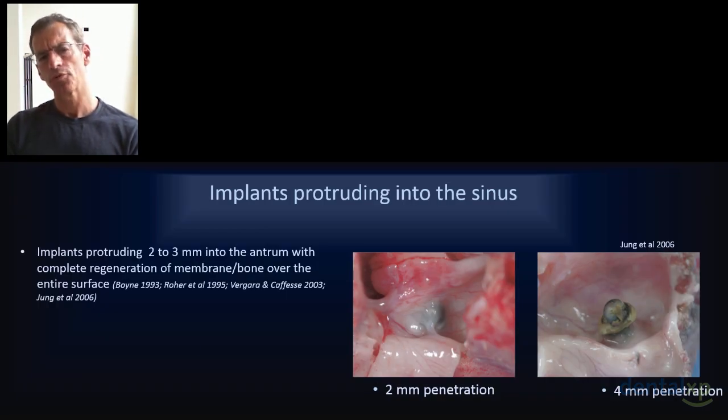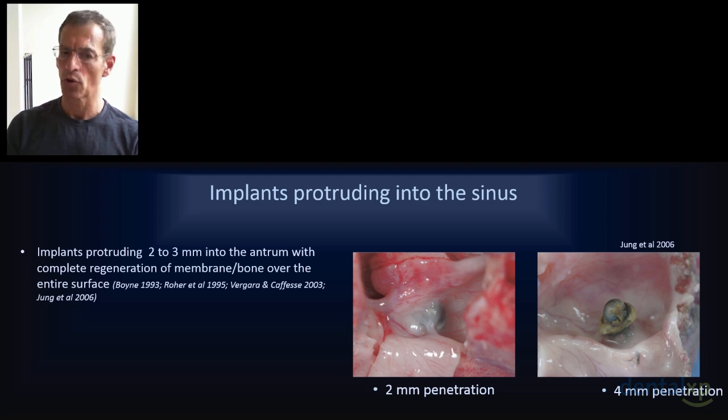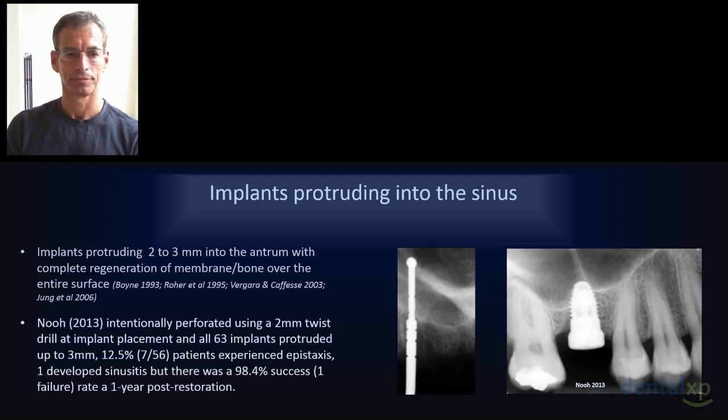What about implants that protrude in the sinus? Well, implants that protrude 2 to 3 millimeters in the antrum can show complete regeneration of the membrane and possibly bone over the entire surface. These photographs are from Jung's article in 2006 in dogs. He placed implants 2, 4, and 8 millimeters into the sinus cavity. At 2 millimeters, the membrane and bone grew over the implant, but at 4 millimeters or 8 millimeters, the membrane formed a tight adherence around the neck of the implant, but debris collected on the exposed portions of the implants. Long-term consequence? I'm not sure.